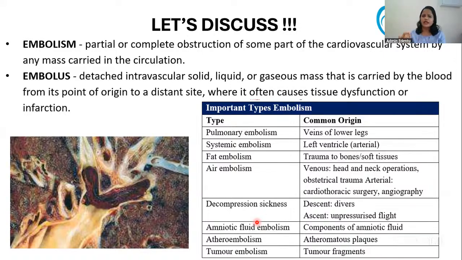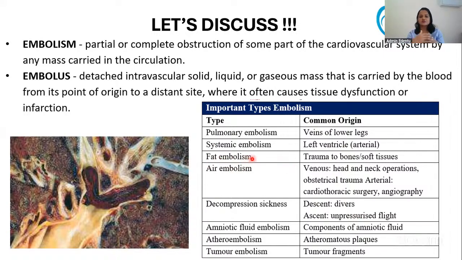Okay, so emboli can be classified based upon their composition. They can be solid, liquid, or gaseous. Then based upon their origin, they can be arterial, venous, or cardiac emboli. Clinically, these types of embolism are really important: pulmonary embolism and systemic embolism, fat embolism, air embolism, amniotic fluid embolism, and tumor embolism are all clinically important ones. And the common origin is also given here. Now, out of these, one important one is the fat embolism.